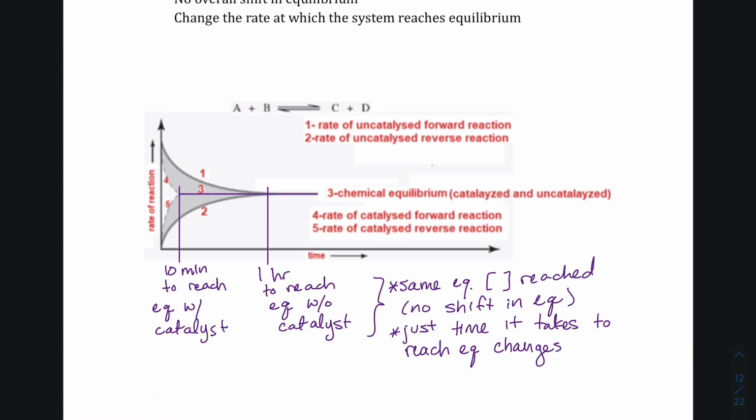All right, catalysts confuse people. Catalysts do not shift the equilibrium. They just increase the rate at which the system reaches equilibrium.